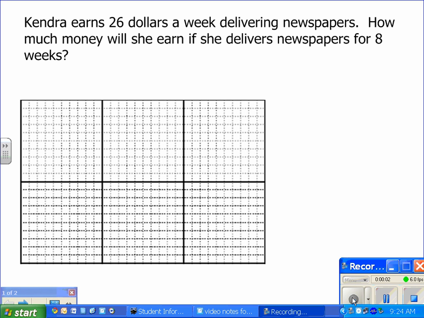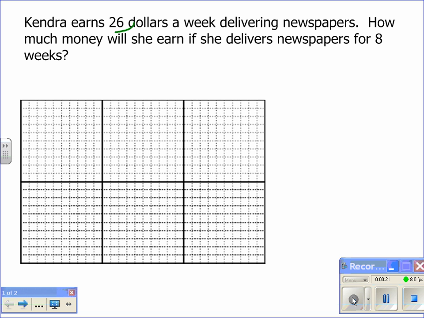So here there's a problem, and I'll read the problem to you. Kendra earns $26 a week delivering newspapers. How much money will she earn if she delivers newspapers for 8 weeks? What do I know? I know that Kendra earns $26 a week. I know that she's going to deliver for 8 weeks.